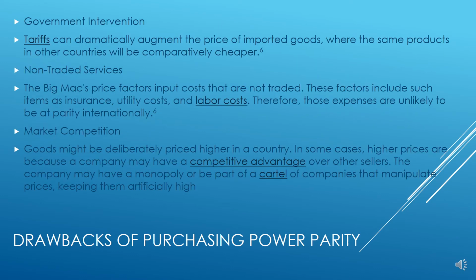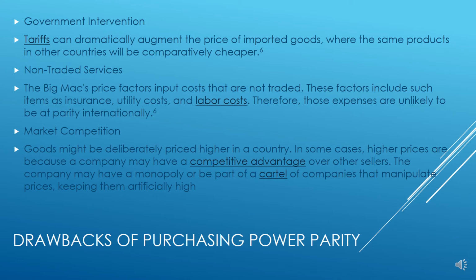The third point is government intervention. Tariffs can dramatically augment the price of imported goods, where the same products in other countries will be comparatively cheaper. Non traded services. So, the Big Mac's price factors input costs that are not traded. So, these factors include items such as insurance, utility costs, and labor costs as well. Therefore, those expenses are unlikely to be at parity internationally.